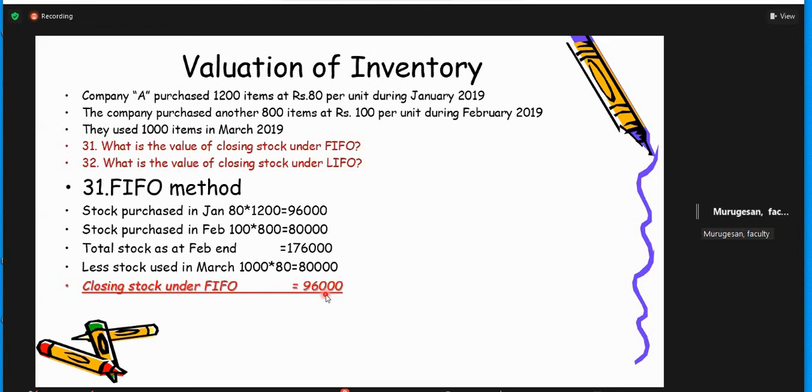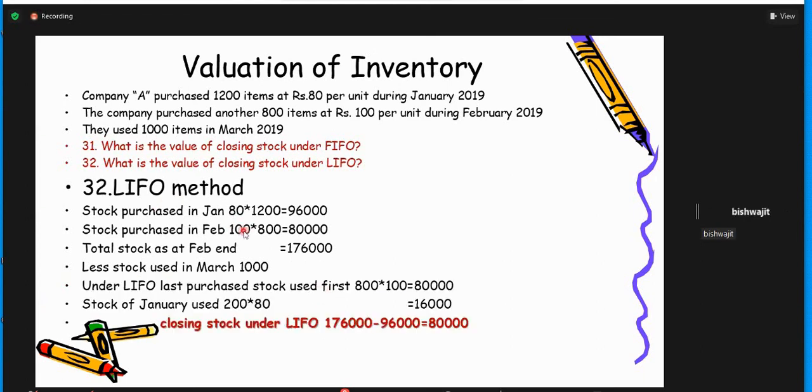Now you watch, the LIFO method is a little different. Sir, not clear. Very good, 80,000. Yes, yes. Not clear, sir. Not clear.